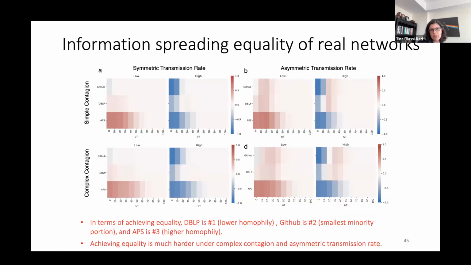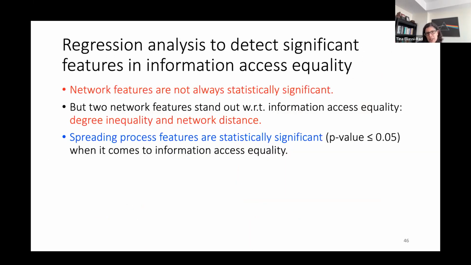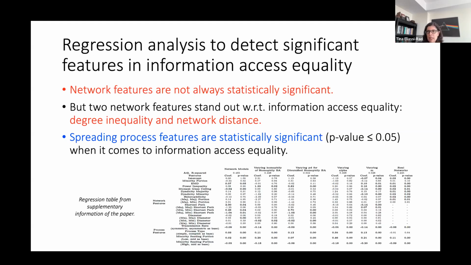So we also looked at information spreading equality of the networks. This is similar to what I had shown before, and we see that you reach equality in DBLP faster. There was lower homophily there. Then there's GitHub's smallest minority portion, and then APS, which has high homophily. We also did regression analysis. I won't have time to get through it. I already mentioned that network features are not always statistically significant, whereas the spreading process features are. You can look at the regression table and details in the SI of the paper.